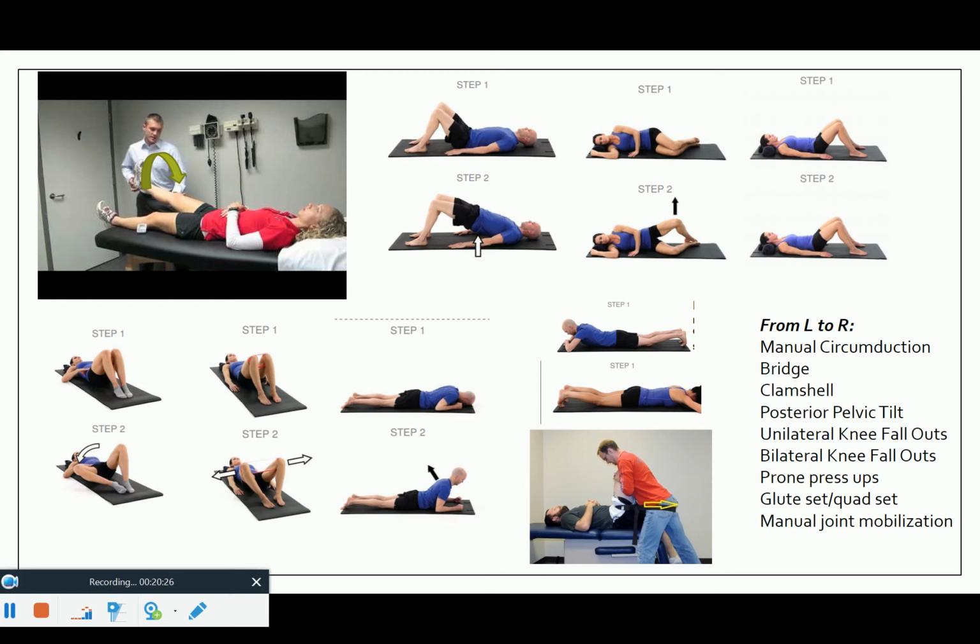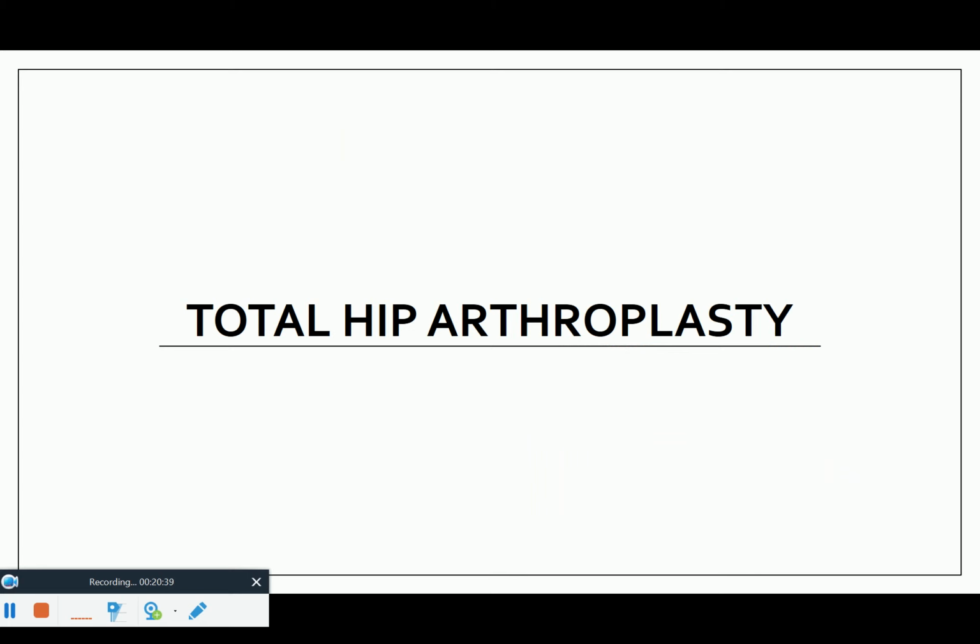What would be more appropriate is the hook lying one, where you wrap your hand around and through the person's leg and provide light joint mobilizations that way. We can review that in class if you guys are unclear on that. So this would be a good time to pause and then take some notes on the previous section and shoot me an email if there's anything that's unclear.